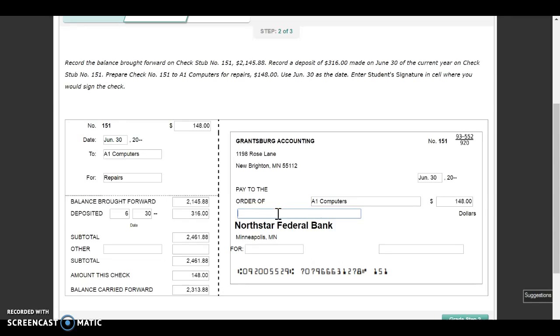Now we need to write that amount out in words. So 148 and 00 over 100. I'm writing this check for repairs. Now, going back to this one, I should have a line drawn through, but since I'm on the computer, I can't draw that line. And then this would be where the signature would go, so I'm going to write student's signature.